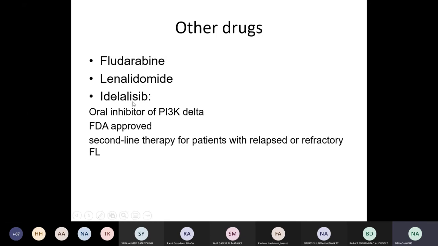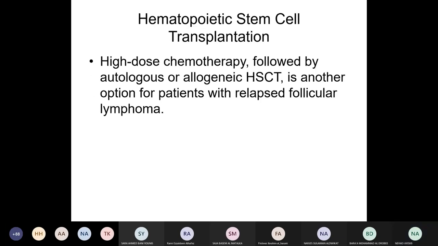ال current guidelines أو recommendations idelalisib is saved للمرضى اللي هم refractory cases and follicular lymphoma أو relapsed especially after R-CHOP. فهو كمان مش first line medication. فالفيرست لاين هو الR-CHOP. اوكي الfollicular lymphoma advanced disease الR-CHOP. هلا sometimes we can consider الهيماتوبايتك stem cell transplant بالمرضى اللي بيصير معهم relapse.